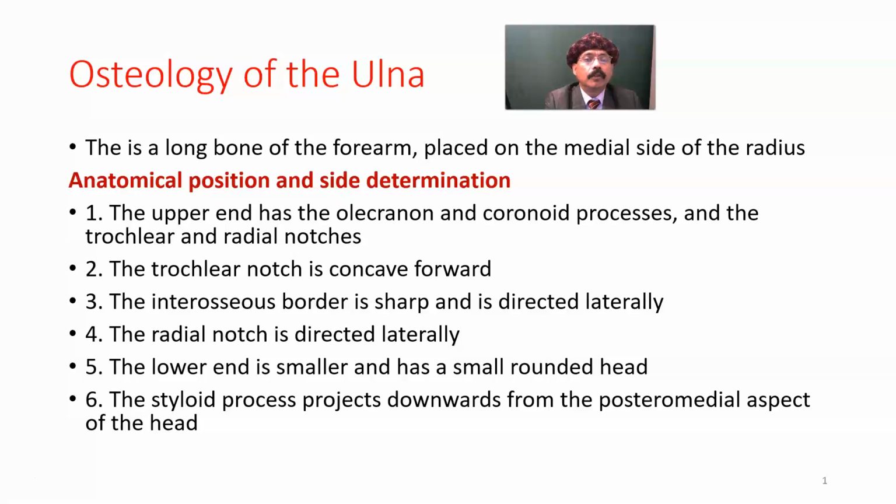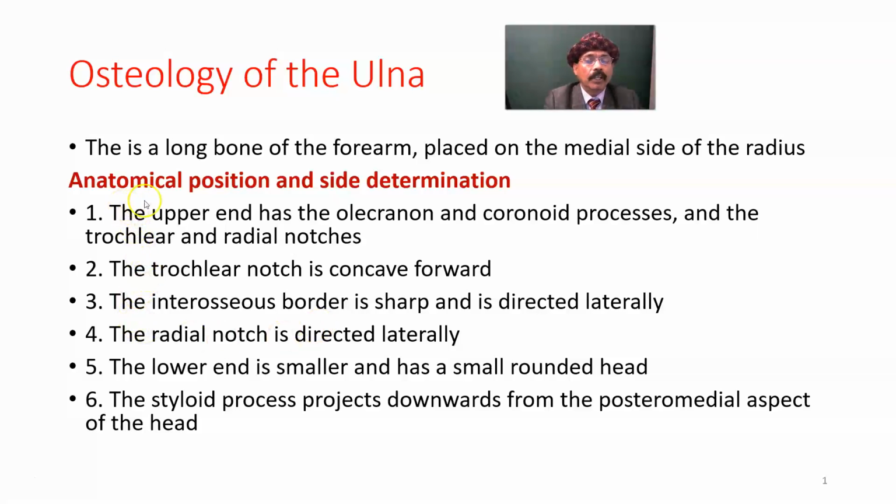Today I will discuss the osteology of the ulna. The ulna is a long bone of the forearm placed on the medial side of the radius. It is a long bone with two ends, an upper end and a lower end, and a shaft. This is the medial bone of the forearm. This is the post-axial bone.